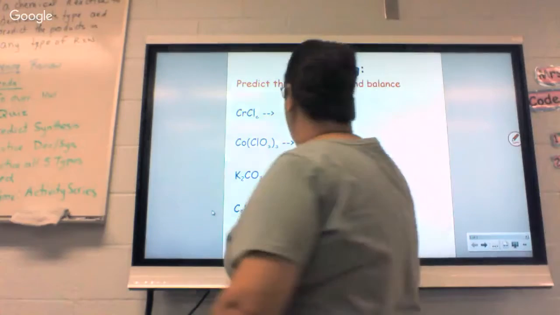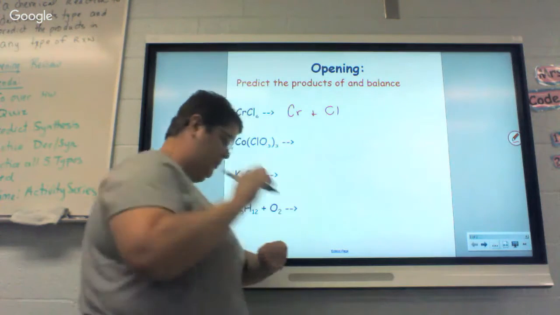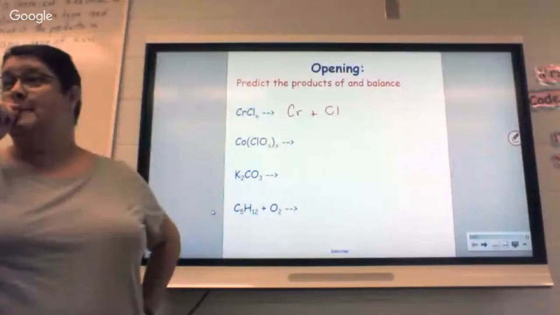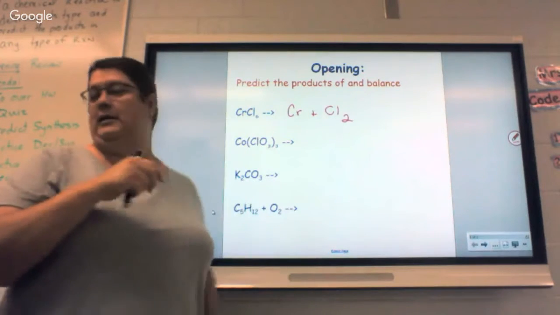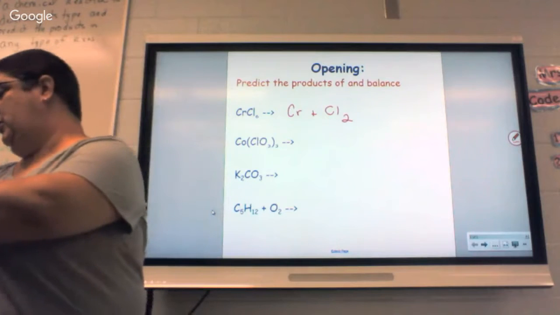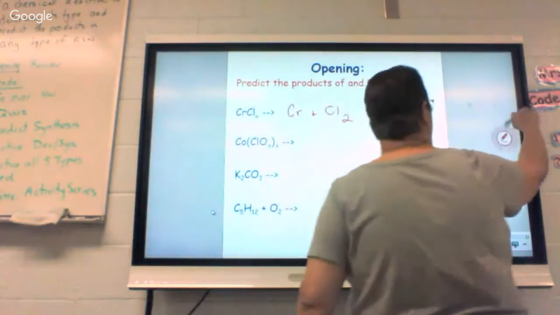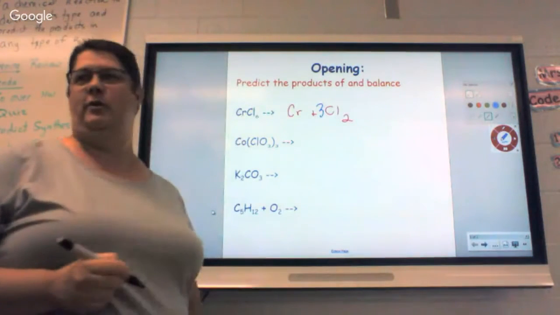We break it apart. So we have Cr plus Cl. All right, so since those are elements by themselves, are either of them one of the six? Which one? Okay, so that's all we have to do there. Is it balanced? No. So what are we going to do? Balance it by putting a... yep. Any issues with the first one?